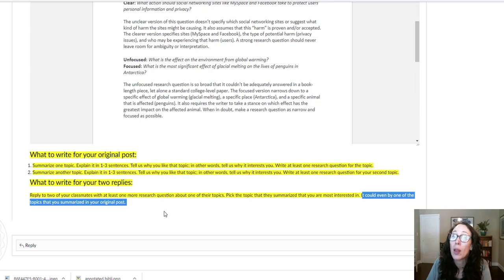So for example, if you feel like you are probably going to write about poverty in the United States, and you see that one of your classmates chose that, go ahead and pick that, read what they wrote about it, and then write a research question, or maybe even your own research question, so that you are trading research questions and thinking about the different angles and ways that you can focus these topics. So that's what we're doing for this discussion.